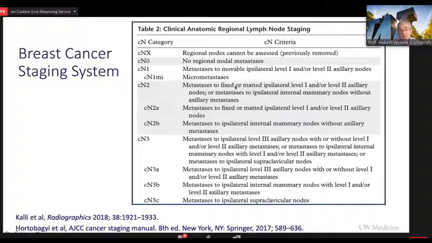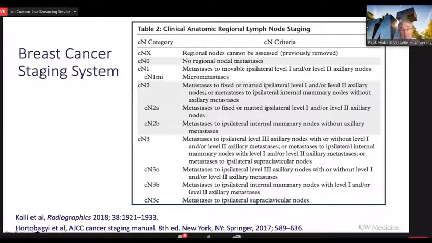If the node becomes fixed or matted, that means glued together, on the same side as the primary tumor, then it becomes N2 disease. Or if you have involvement of internal mammary nodes without axillary metastasis. N3 disease is either involvement of level 3 lymph nodes with or without level 1 and 2 nodes, or involvement of internal mammary nodes with axillary nodes, or metastasis to the supraclavicular nodes.